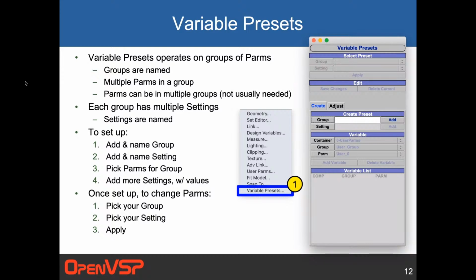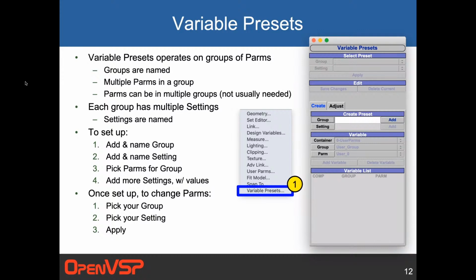To set one of these up, the general workflow is you first add and name a group, then you add and name a setting to that group, and you pick what parameters you want to be in the group, again, either through the pull down or through drag and drop. And then you can add more settings and give other sets of names. So you can rotate through that to set it up.